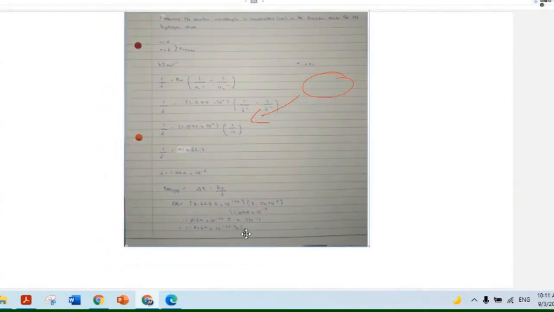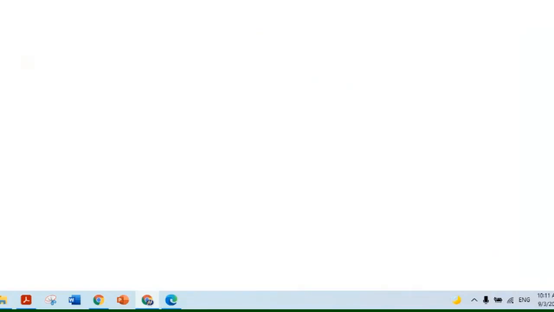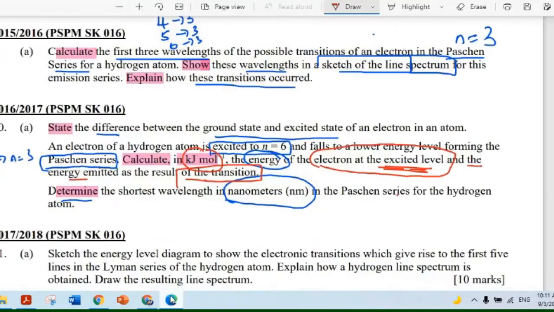Ni soalan 10 ni soalan yang tough sikit. This one is a tough question. I think many students will start PSPM 1617. Okay. So, yang ini ada buat ke tak? Oh, yang ni Prasha tak buat. Okay, madam ulang sekali lagi. Difference should be no problem. Okay.